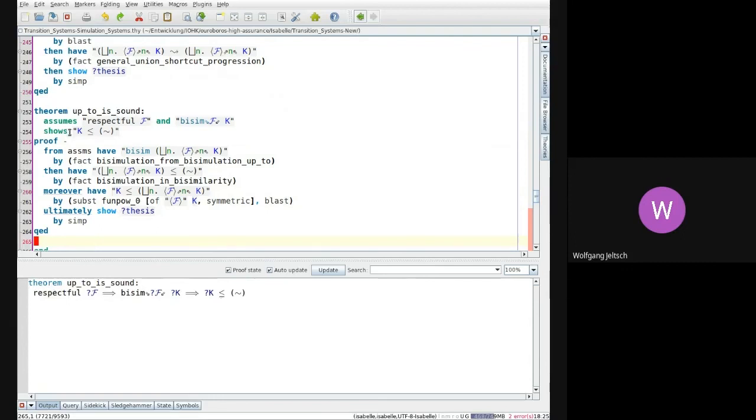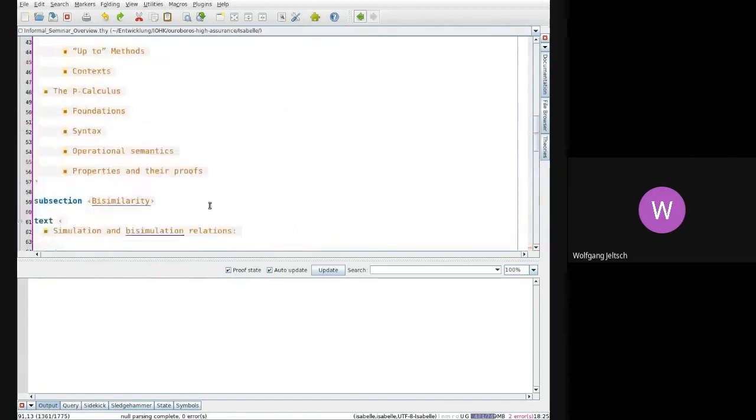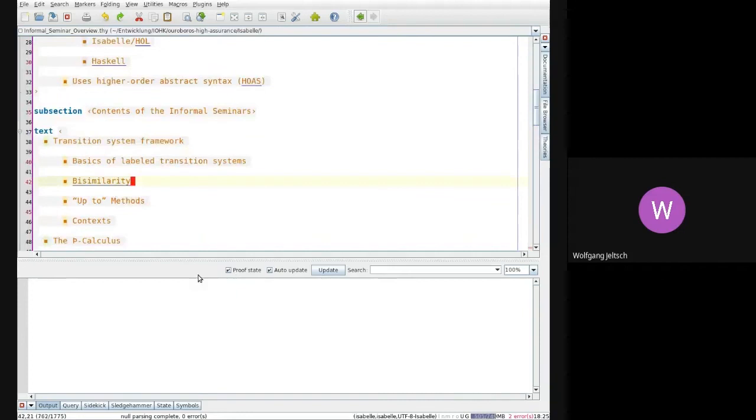You will see again, we use this prose style. What we get in the end is a logical statement with implications and schematic variables. So for any f and k, f is respectful, k is a bisimulation relation up to f, k is included in bisimilarity. And that's really the first really fundamental theorem, and it's quite an achievement. So we are here. It basically concludes bisimilarity.